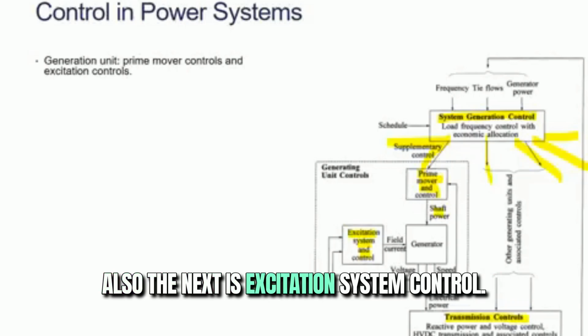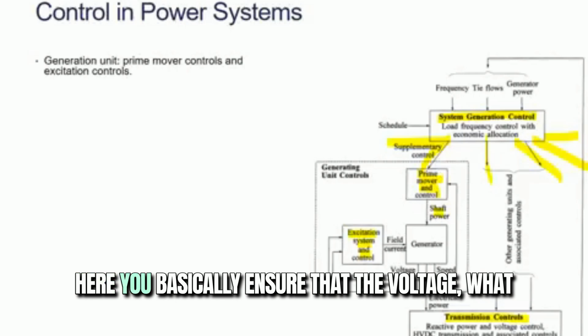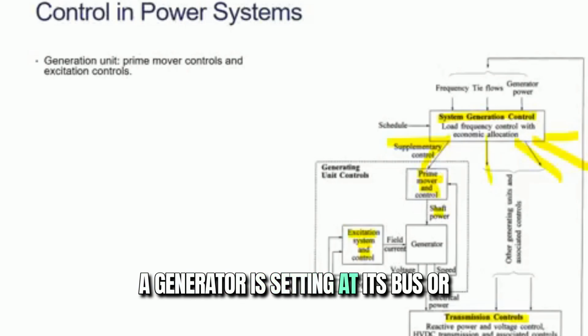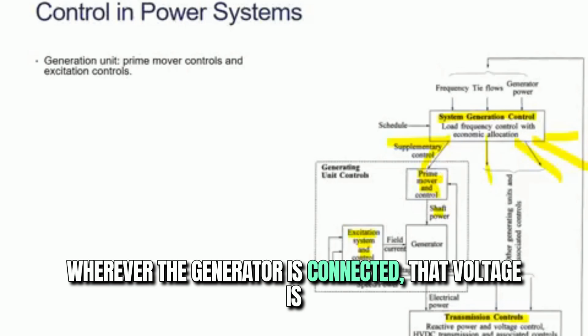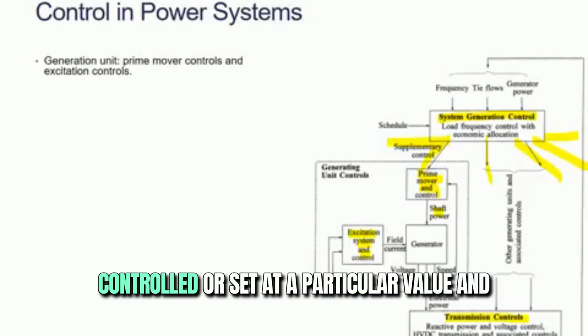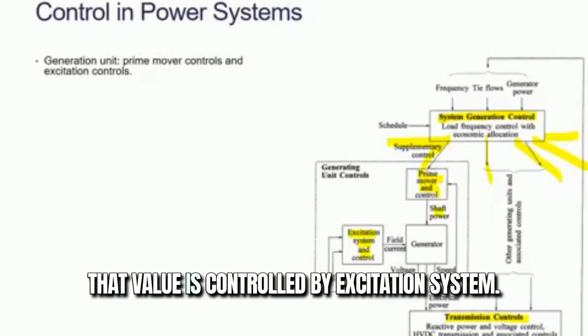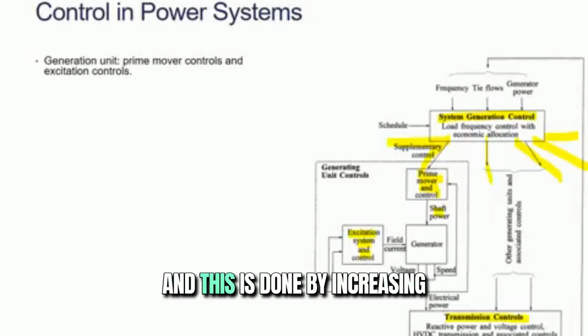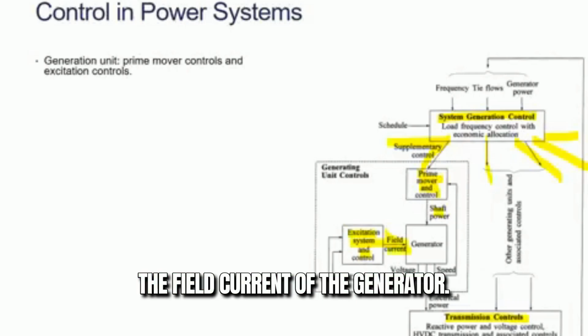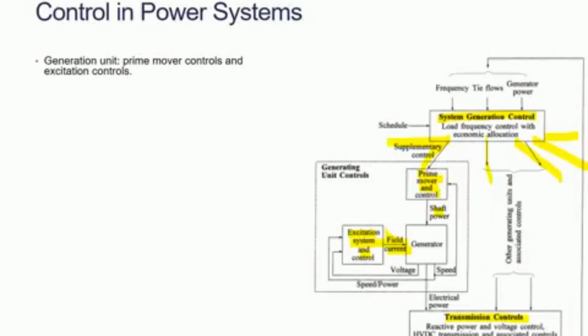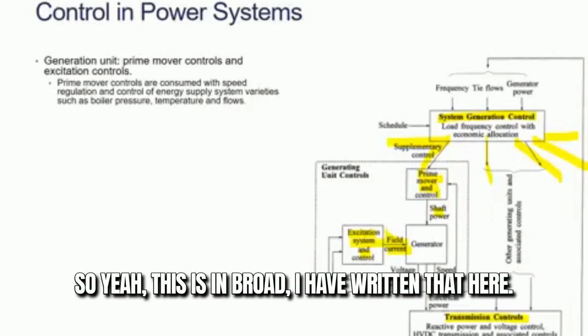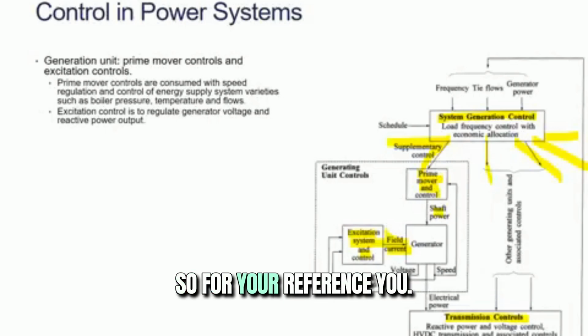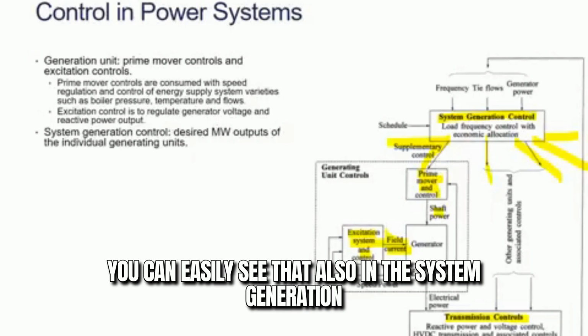Basically, you have to give power to the turbine or the shaft to which it is connected. Next is excitation system control. Here you basically ensure that the voltage a generator is setting at its bus, or wherever the generator is connected, is controlled or set at a particular value, and that value is controlled by the excitation system. This is done by increasing the field current of the generator, right? So yeah, this is in broad. I've written that here, so for your reference you can easily see that.